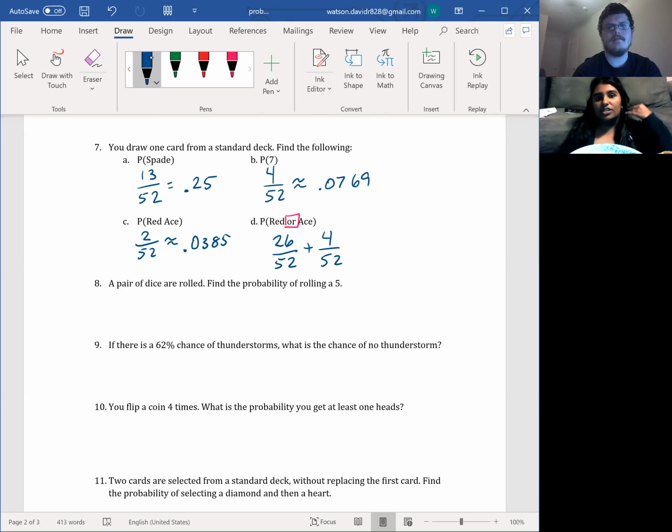So what happens here is that we double counted, because if you look at part C, there's 2 red aces. You counted that twice. And if you watch The Office, Ryan Howard double counted his sales. So don't be like Ryan Howard and double count. Subtract where you double counted. So you have to subtract 2 out of 52, because you counted the red aces twice. So that would lead us to 28 over 52.